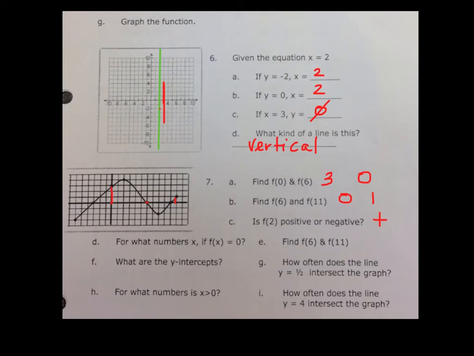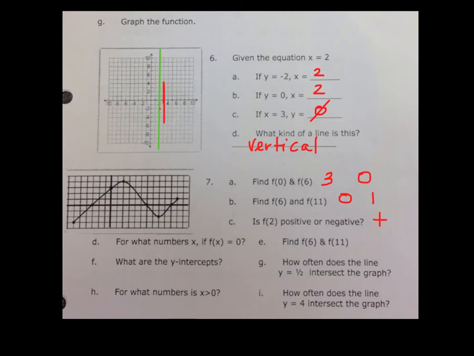Is f of 2 positive or negative? So again, I'm just looking at the input of 2. It's positive. For what number's x if f of x equals 0? So the output is 0. So if my output is 0, that would be this line right here. I hit at -3, I hit at 6, and I hit at 10. Okay. Find the next 2, so pause.